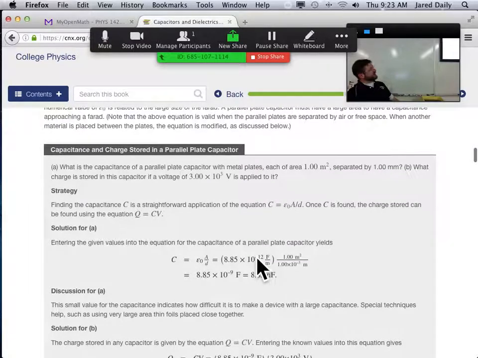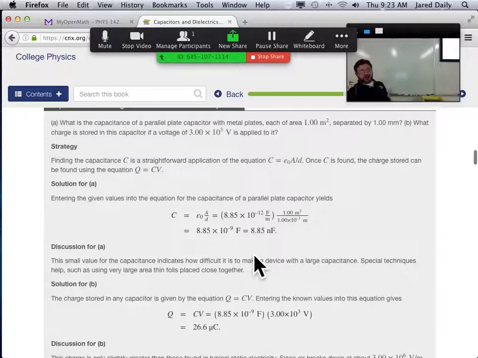So here's a very simple example where we calculate the capacitance of a capacitor where they give us the area, they give us the voltage applied to it, and they give us the distance of separation. And then they ask how much charge is going to be stored if we put a particular voltage across it. So that's where the other equation comes in. So just calculating the capacitance, it's just area divided by distance times that constant. Very simple calculation. You get 8.85 times 10 to the minus 9 farads. So 8.85 nanofarads, which is a very common capacitance.